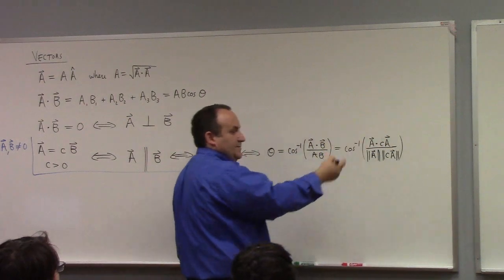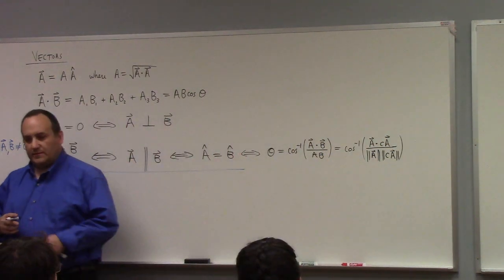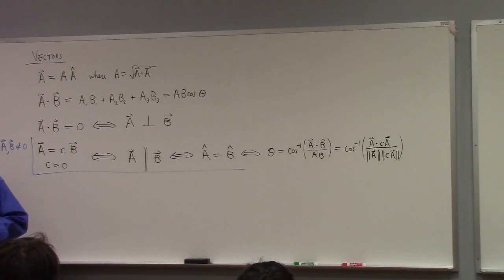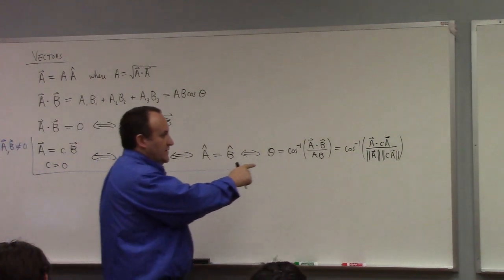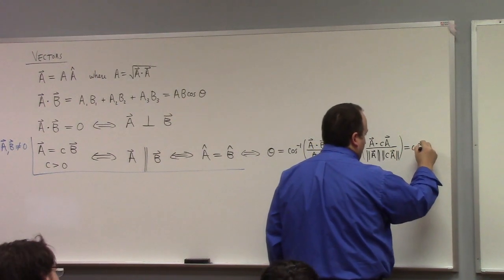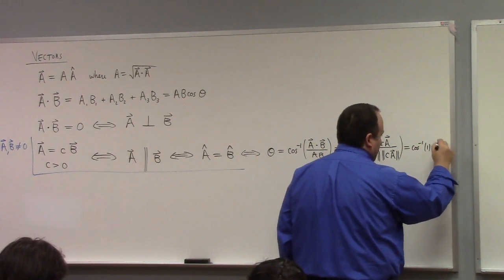And that simplifies to 1 because we're assuming C is what? Positive. If C was not positive, it wouldn't simplify to 1, it would simplify to minus 1. But because C is positive, that simplifies to 1. So we get inverse cosine of 1, which is also known as 0, right?